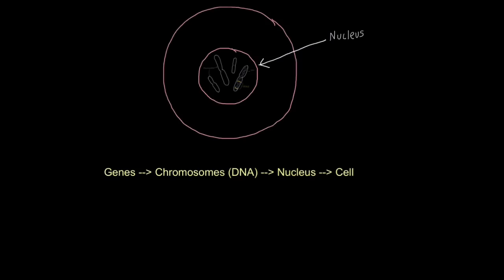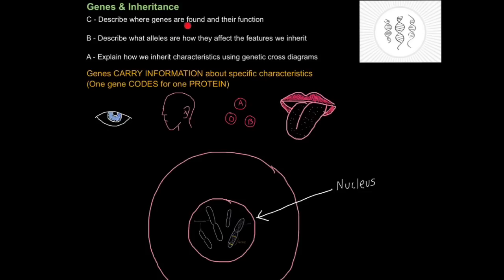So to recap, genes are small sections of DNA. One molecule of DNA makes up a chromosome. Chromosomes are found in the nucleus, and the nucleus is found in a cell. So this is how genetic information is organized in our body. Genes on chromosomes, chromosomes in the nucleus, and nucleus in a cell. So that is where genes are found, and their function in that they code for proteins covers AIM1.